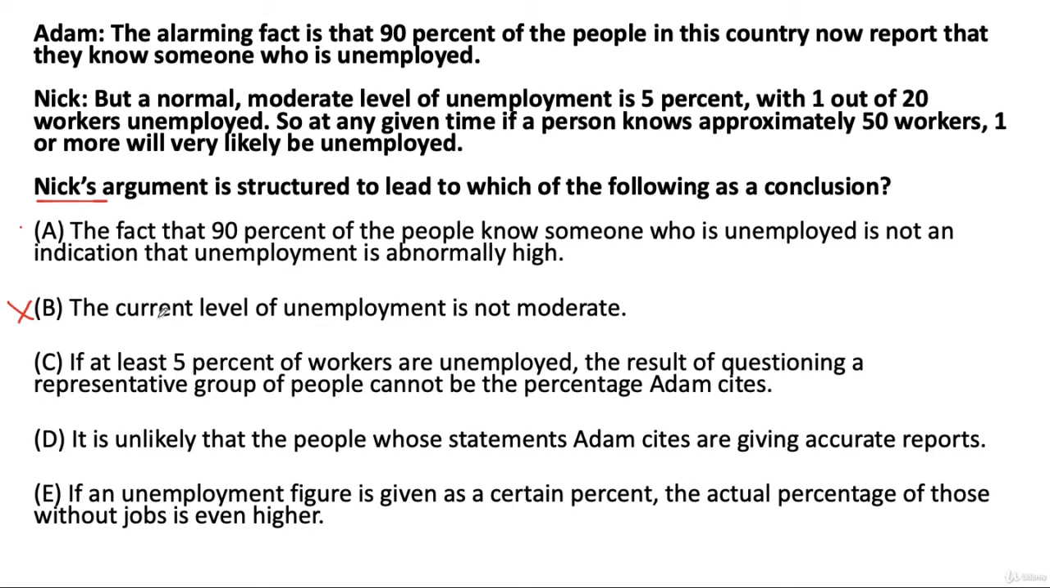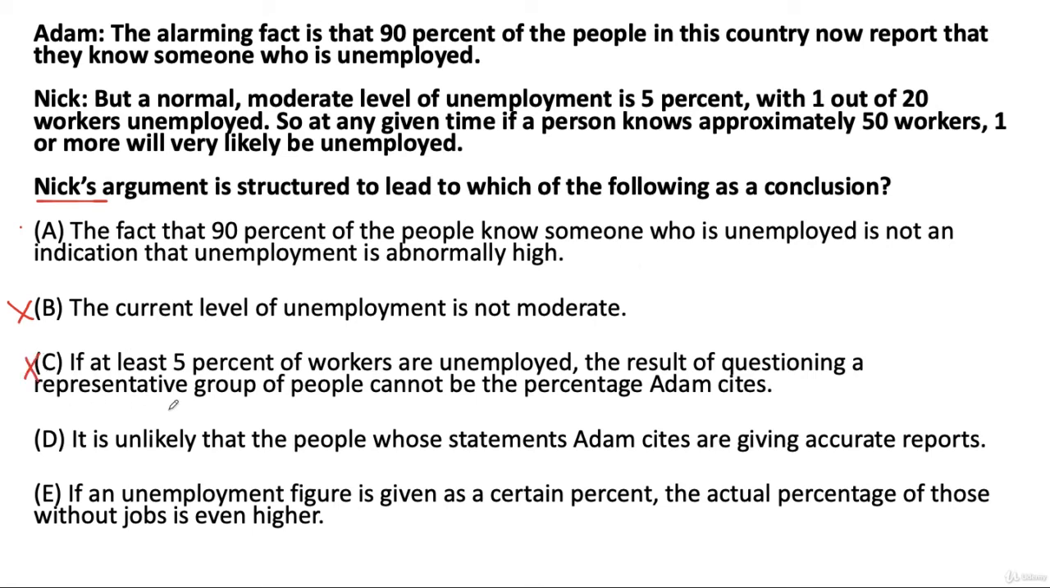Is it an alarming fact? Is it not an alarming fact? A representative group of people that cannot be the percentage Adam cites is never mentioned in the question, because we don't know where Adam is getting his results. It is not at all relevant to the problem because we don't know where Adam is getting his facts from. Hence, we can cross out this option as well.